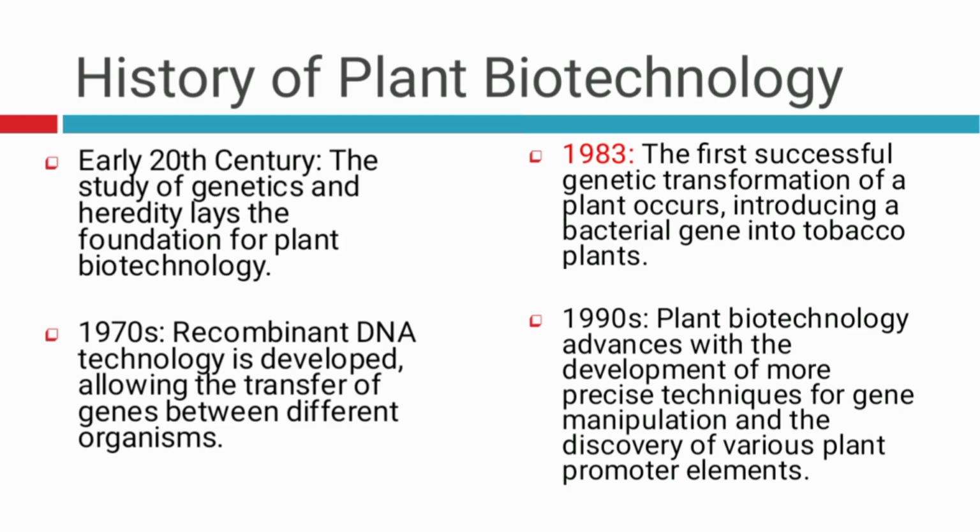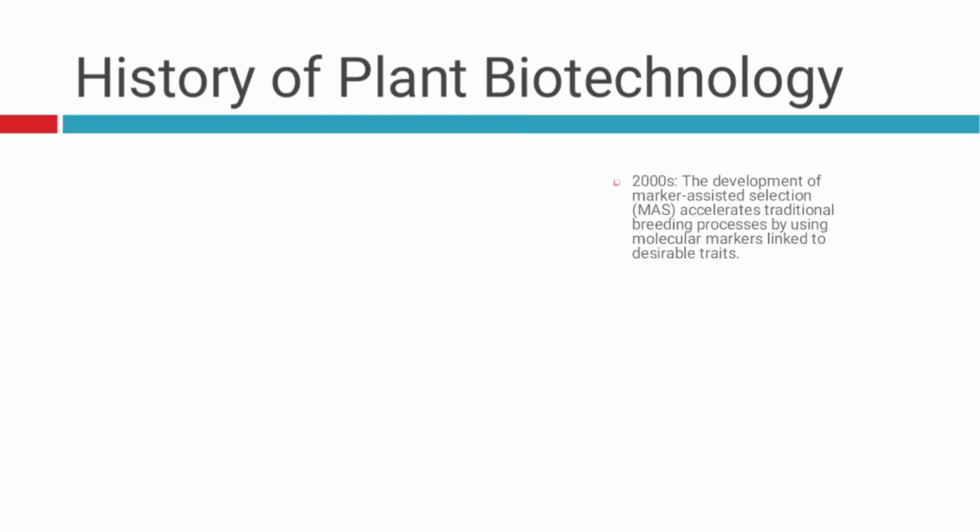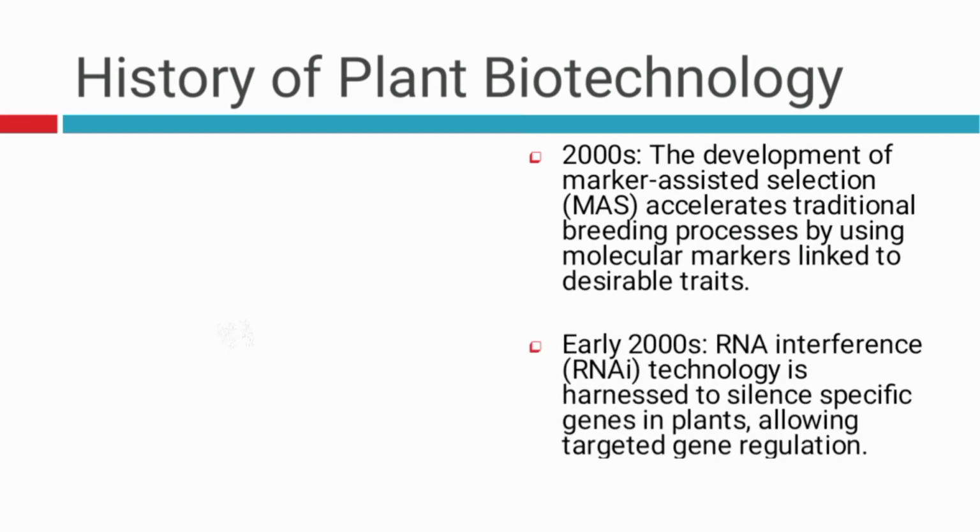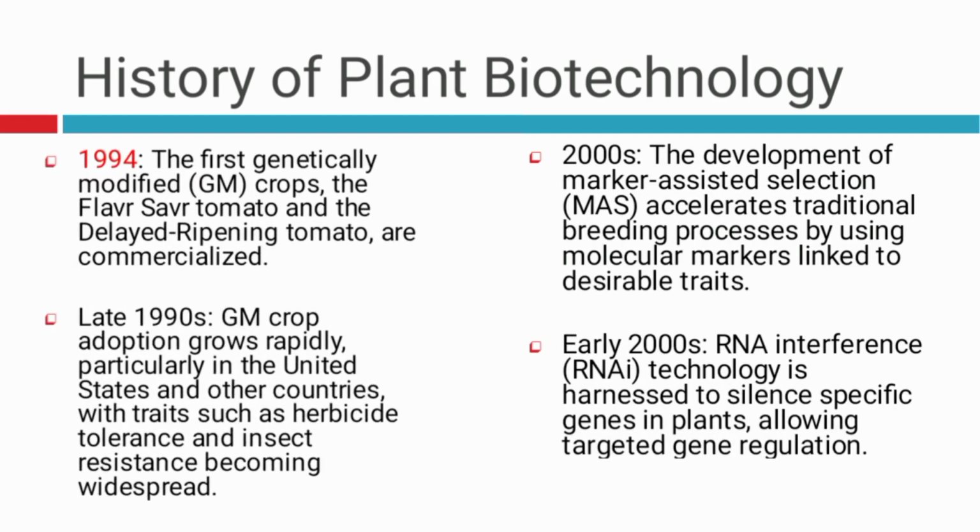For example, in the 1990s, plant biotechnology became more pronounced in the science world. So you can say in the 1990s, more work was done. In the 1970s, recombinant DNA. Okay, I think we said that before. And then you come to the 2000s. In 1994, I think we've said something about the GM plant, but listen to this one. It's very important.